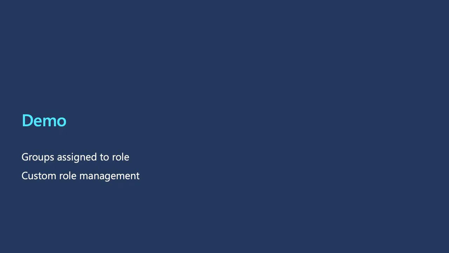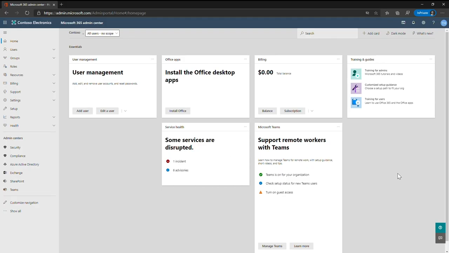So now we're going to break into a demo so you can see what groups assigned to roles in Azure Active Directory looks like and what custom role management in Azure Active Directory looks like. Today we're going to start by going to admin.microsoft.com to log into the Microsoft 365 Admin Center. This is where I normally go whenever I'm doing any administration. But in this case, I'm doing groups assigned to roles, so I have to go to Azure Active Directory because it doesn't live in the Microsoft 365 Admin Center just yet.